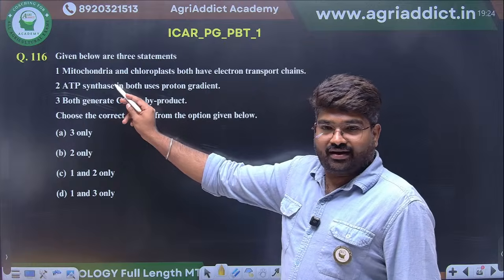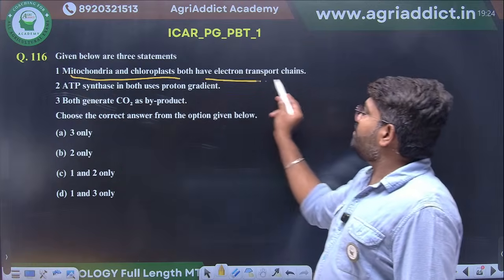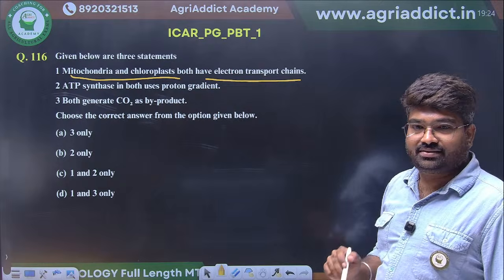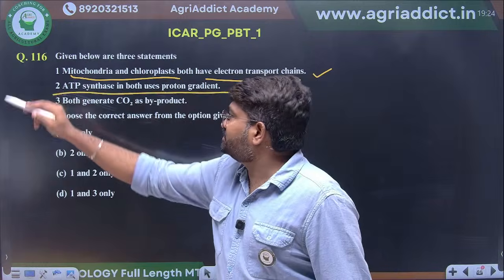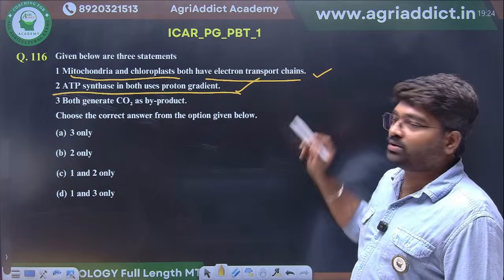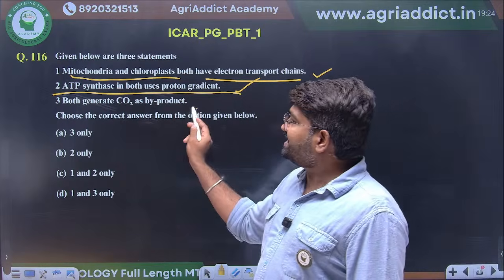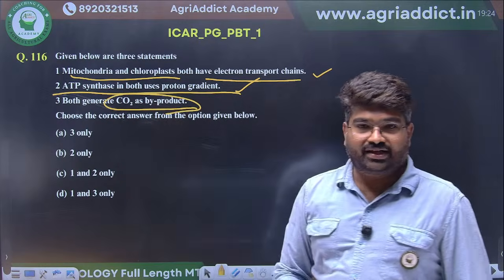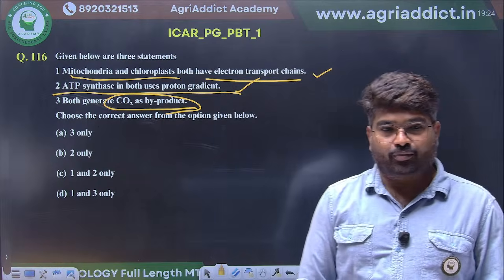Mitochondria, yeah, correct. C is the right answer. Mitochondria and chloroplast both have electron transport chains. Yes, this is correct. ATP synthase both uses electron transport. That is also correct. Both generate CO2 as byproduct. Whether this is correct?